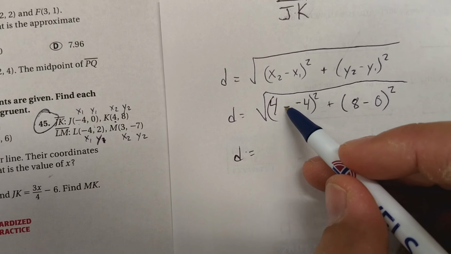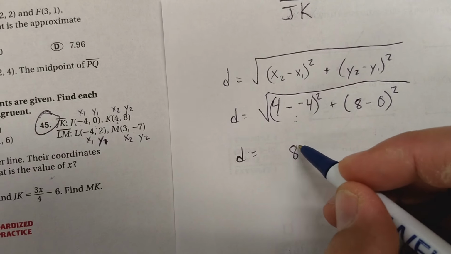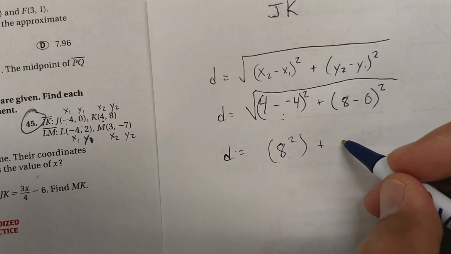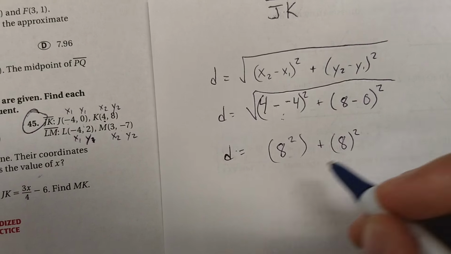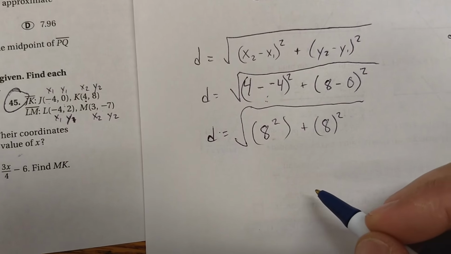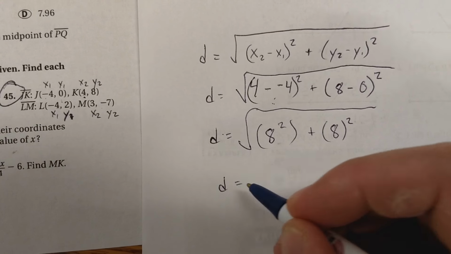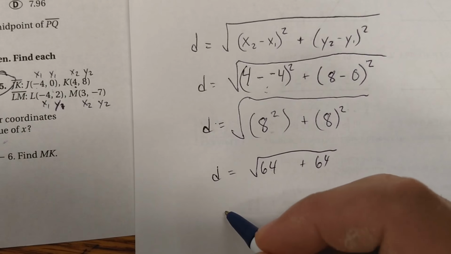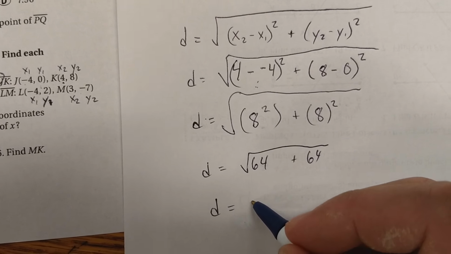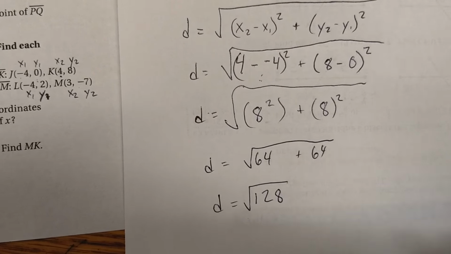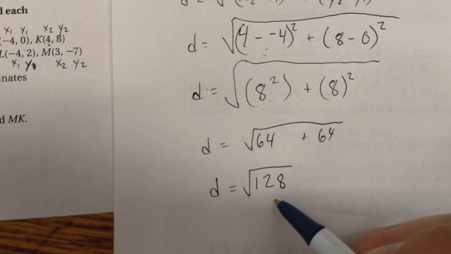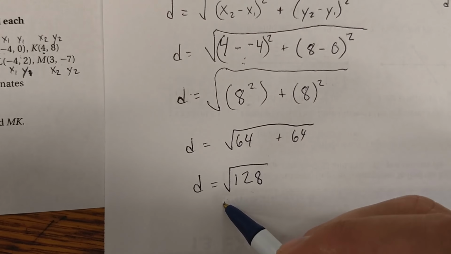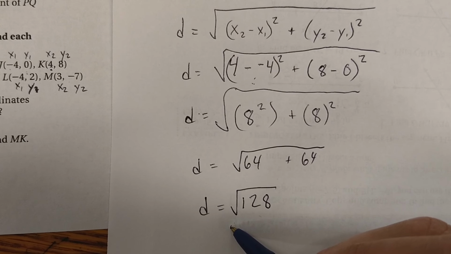4 minus a negative 4 is like 8 squared, plus 8 minus 0 is 8 squared. And if we wanted to, we could say, well, that's 64, that's 64. And so the distance has to be 128, square root of 128. Now, you could simplify that further, but really we just want to compare these two, and so that's probably good enough for now. We'll be able to find out if the other one simplifies down to that.